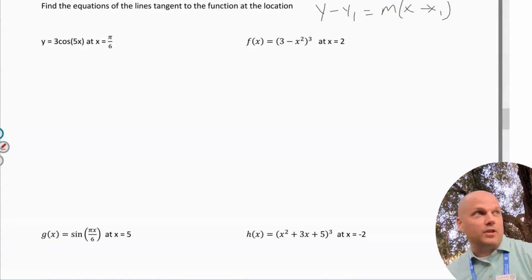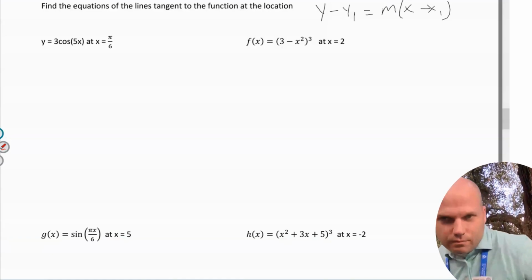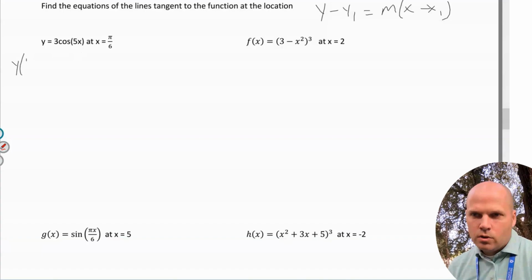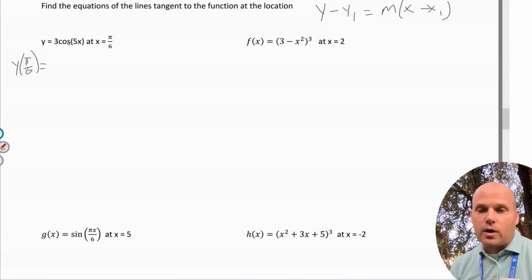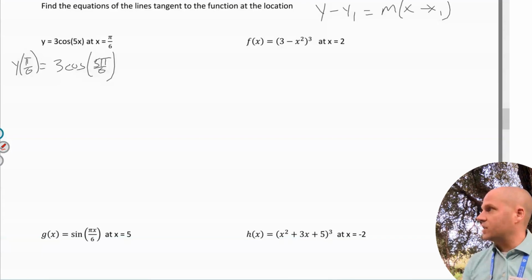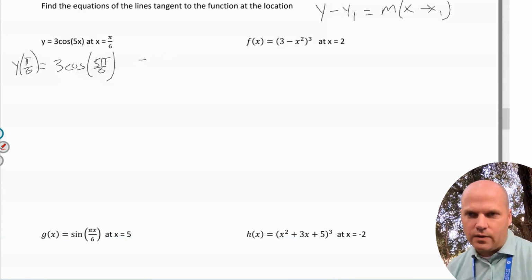I don't think I'm even going to graph these because I don't have time. So, might as well get the y coordinates first. Plug into your original equation, plug in x, get a y. Cosine of 5 pi over 6 is negative root 3 over 2, so I have negative 3 root 3 over 2 as the y. That's my x, that's my y.